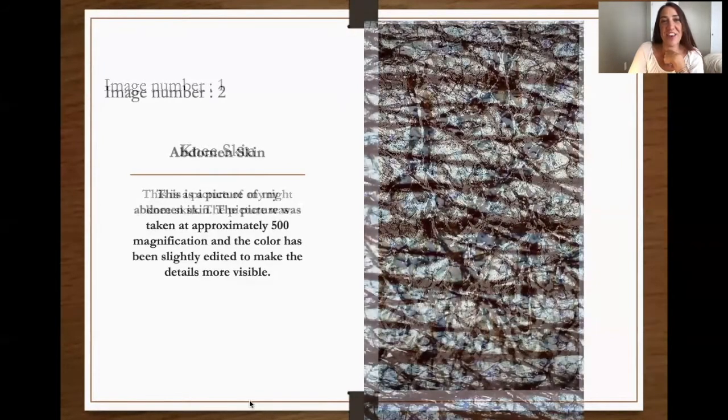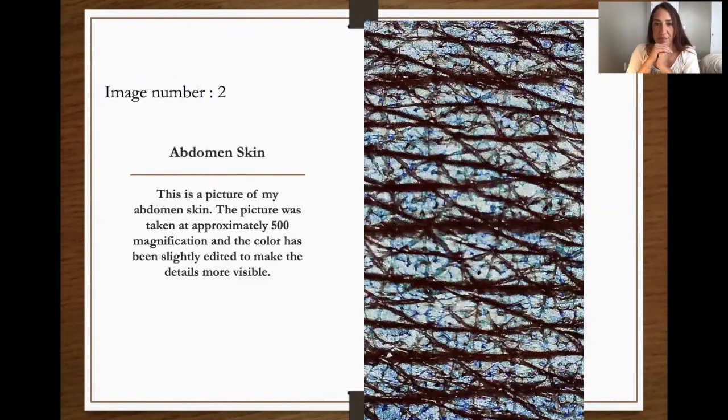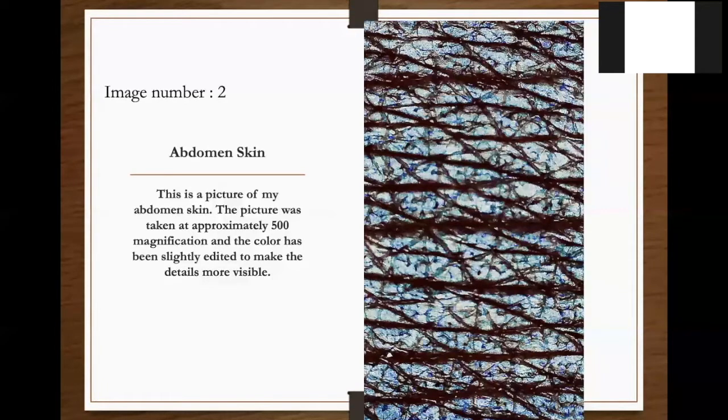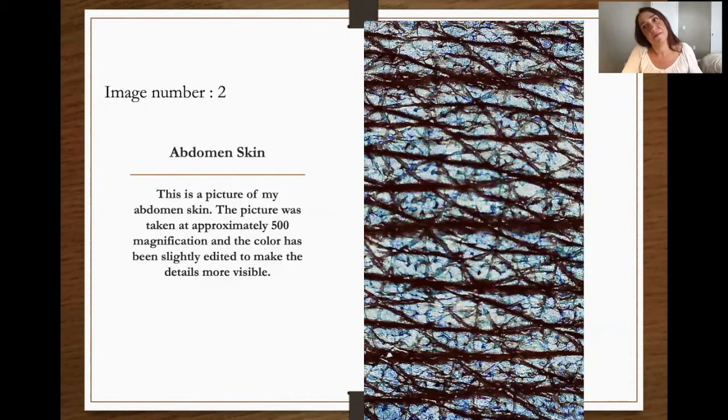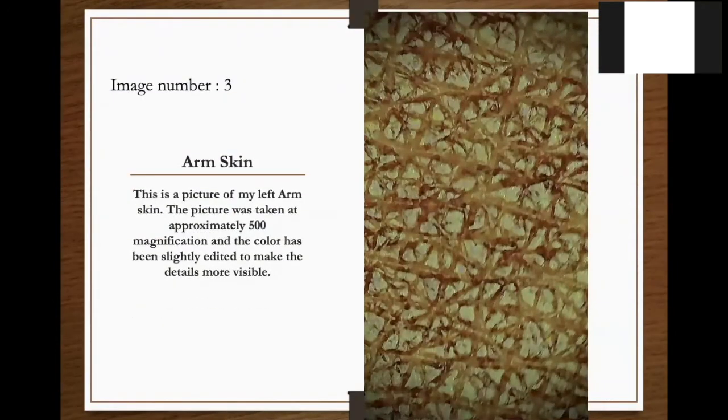Okay, and then you have another picture. Yes, this is my abdomen, my stomach. This is the skin of my abdomen, and it's the same process, 500 magnification. I edited it a little bit so you can see the patterns, as they are different in all body parts. And this is my arm. It's the same process: arm skin, 500 magnification, and I edited the color just a little bit.